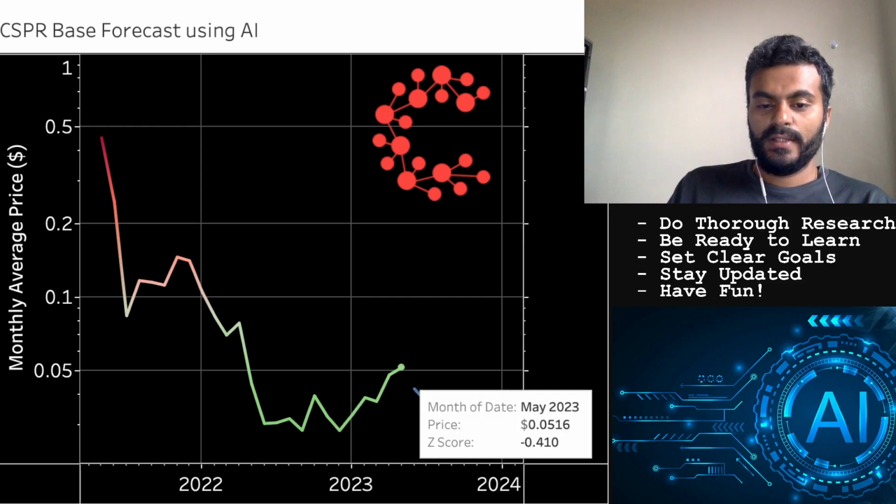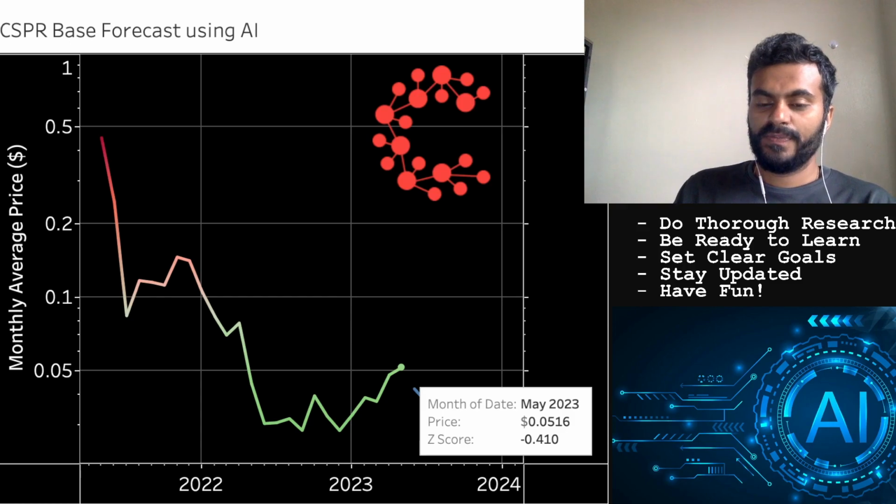So let's check where we are currently. The last monthly data that we have is for May. For the entire month, the average price for May is around 5 cents. And in terms of z-score, if you have been following other altcoins covered on this channel, although this is not a comparison of the same timeline, because this altcoin is relatively new compared to the other altcoins covered on this channel, nonetheless, the z-score is around negative 0.41.